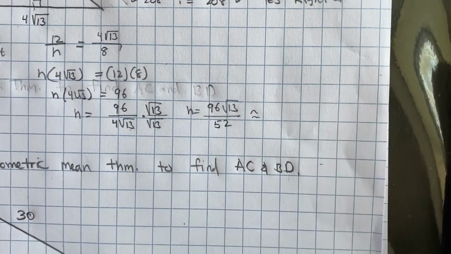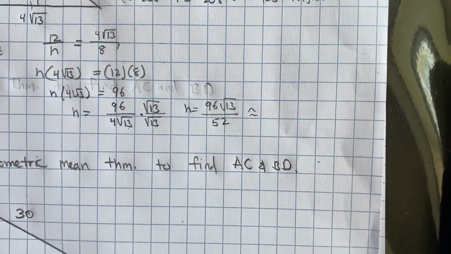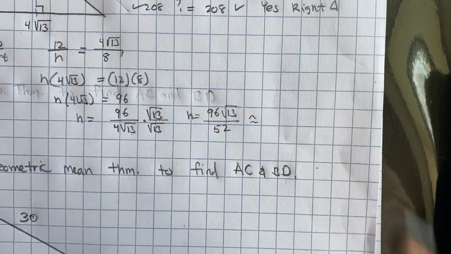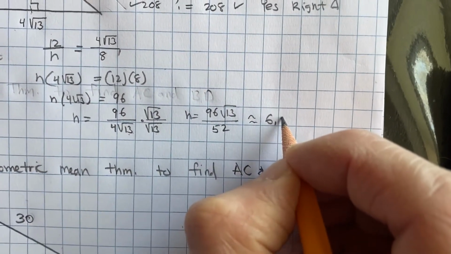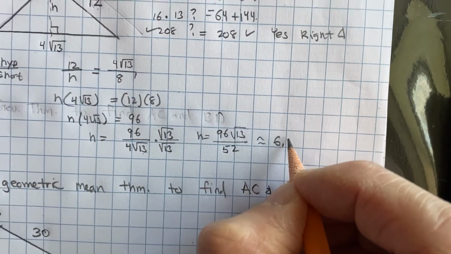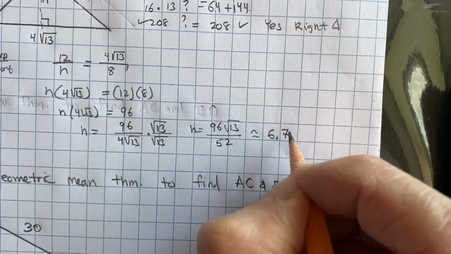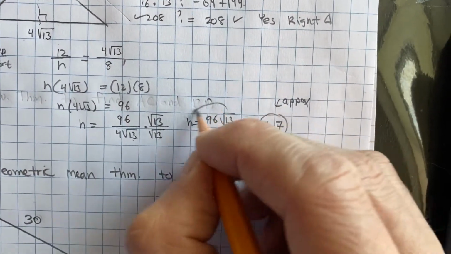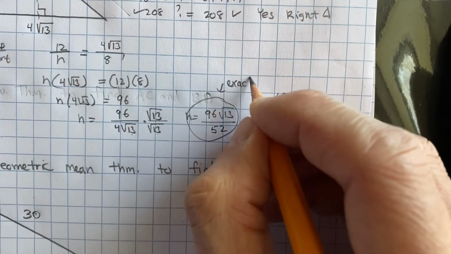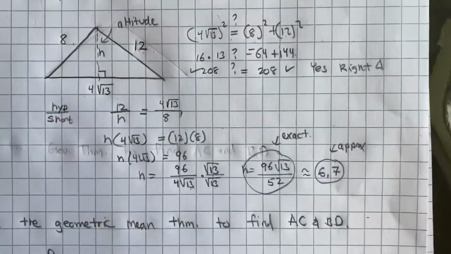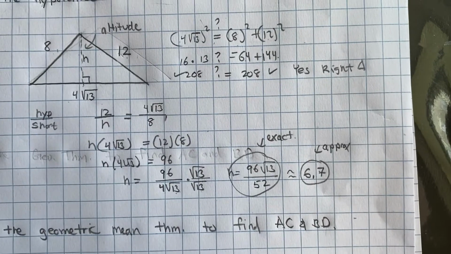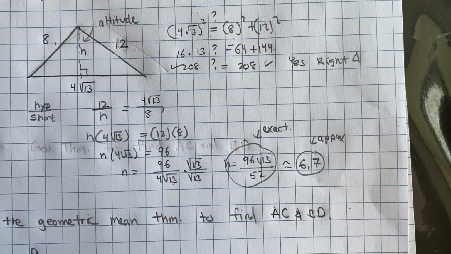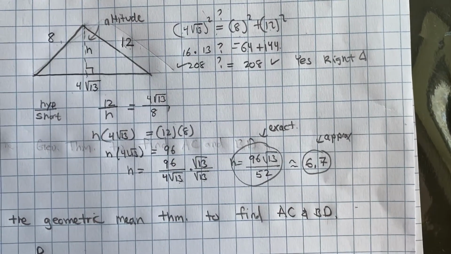96 square root of 13, entering it on my calculator here, divide by 52, it's about 6.6. It says round to the nearest tenth, so I'm going to say 6.7. Okay, so this is the approximate answer, and then this is the exact answer. Okay, so it's helpful to know both because you never know what the directions say, right? I think on your previous homework, I graded some of the Pythagorean theorem problems, and it says leave it in simplest radical form. So you still have to know all your radical skills.